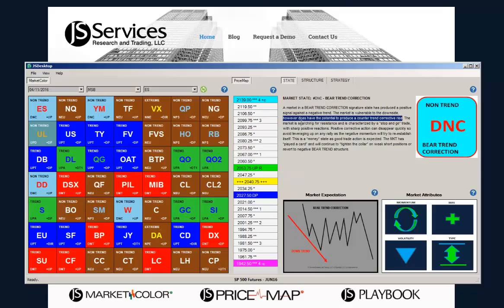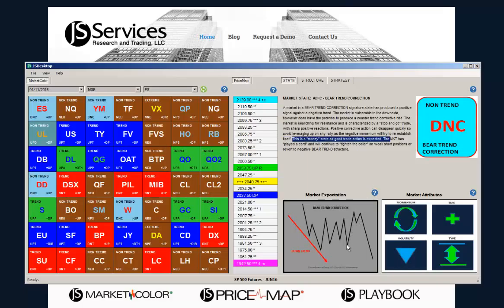The market is searching for resistance and can be characterized by a stop-and-go trade with sharp positive reactions. So we have this expectation that we could see these sharp positive surges and some stop-and-go trading as well. The positive corrective action can disappear quickly, so avoid leveraging up on any rally as the negative momentum will try to reestablish itself. This is a money state, and good trade actions expected.